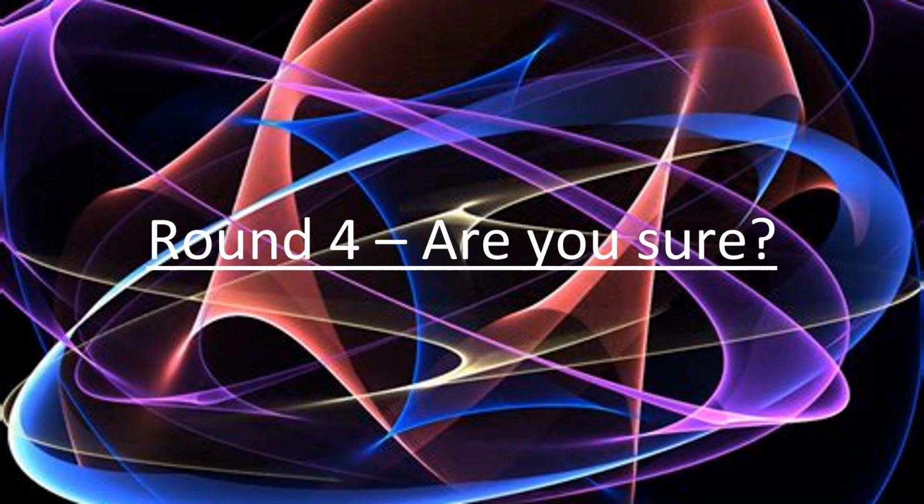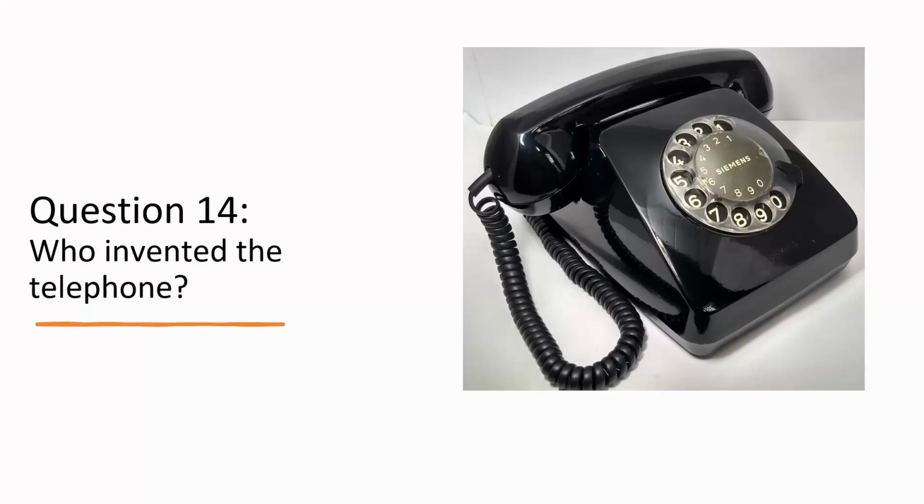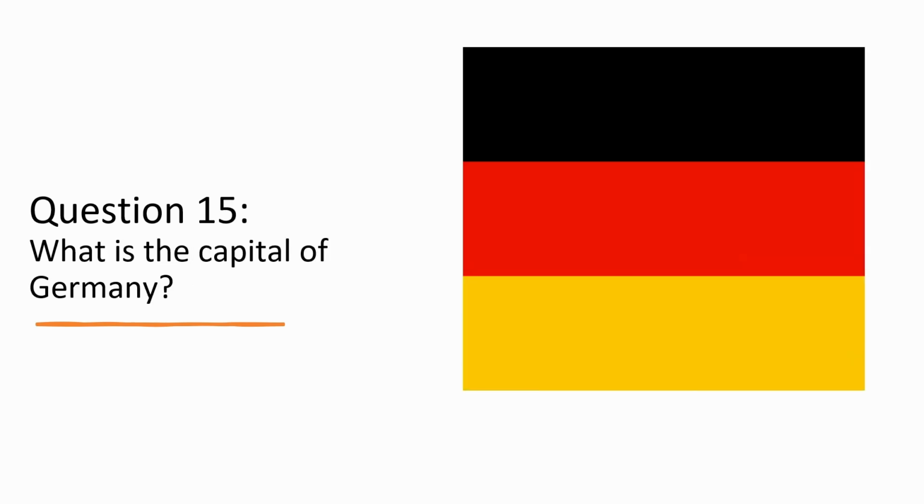Then, are you sure? So these two questions are quite interesting. So first, the largest desert is Antarctica. And then question 14, who invented the telephone? The telephone was invented by Antonio Meucci. It was not invented by Graham Bell, as many people believe. And finally, the capital of Germany. It's very easy, of course, Berlin. No trick question there.